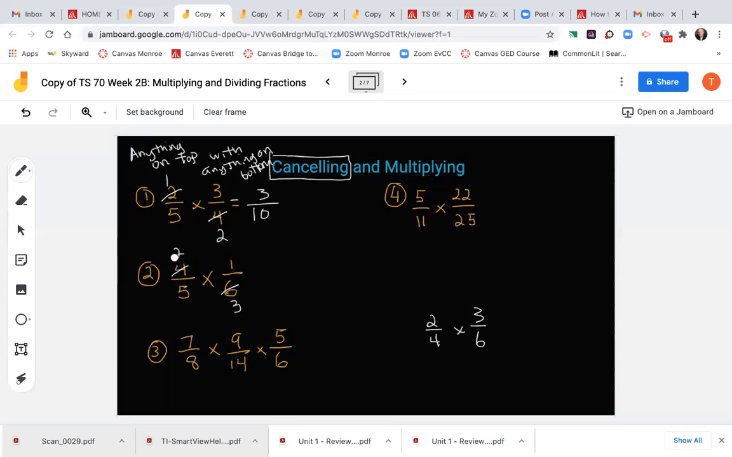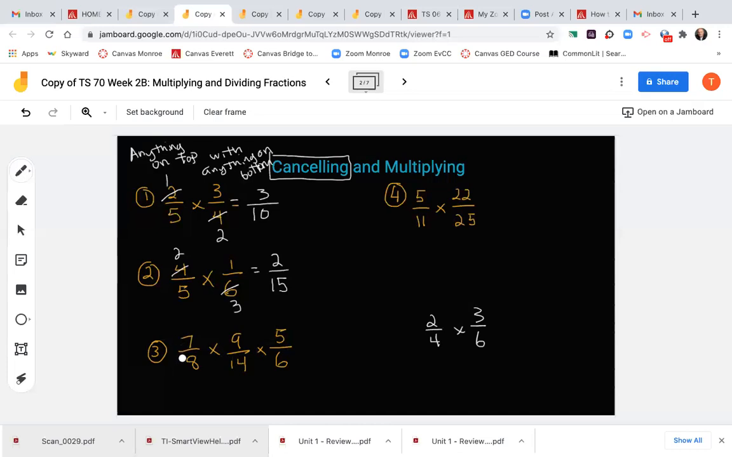Now I'm going to multiply across. 2 times 1 equals 2, and 3 times 5 is 15. Okay. And again, I look at that and ask, can I reduce that? No. All right. Number 3 is a good example why it's a good idea to cross cancel.